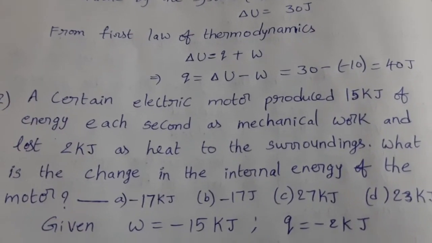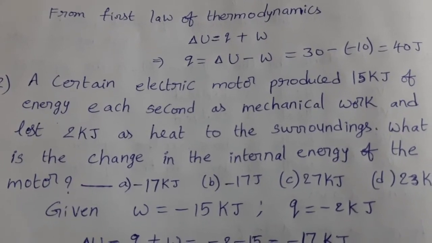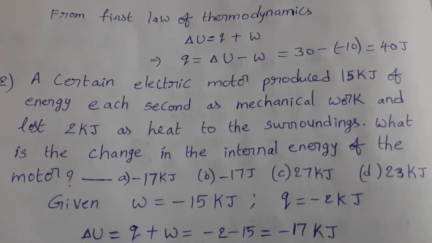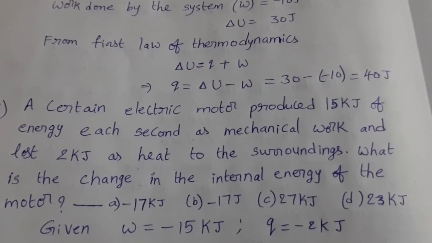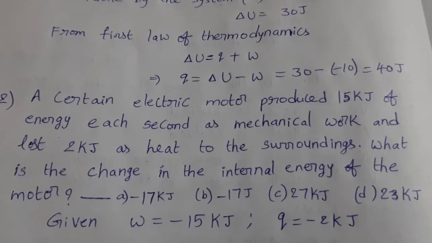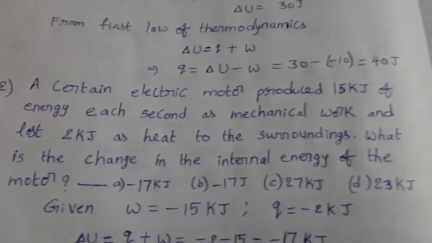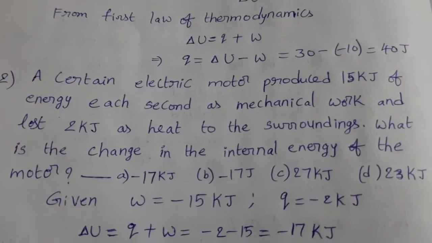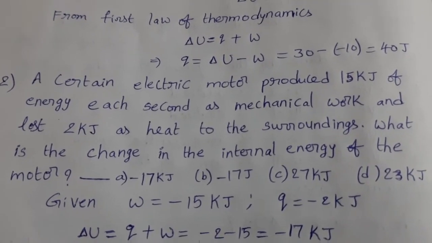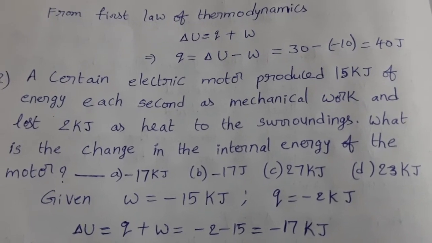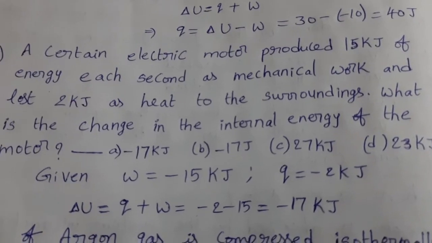Next, a certain electric motor produced 15 kilojoules of energy each second as mechanical work and lost 2 kilojoules as heat to the surroundings. What is the change in internal energy of the motor? Options are given. Now say this, work done by the system, then what is the sign of the work? Negative. So W equal to minus 15 kilojoules. Heat lost to the surroundings, so Q also negative sign here. Q equal to minus 2 kilojoules.